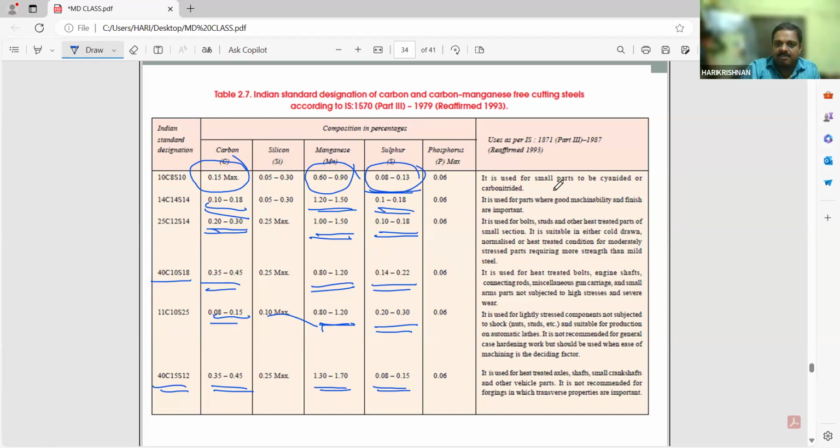Okay, so these are where they are used. Okay, that you can read. So this is how free cutting steels are designated.